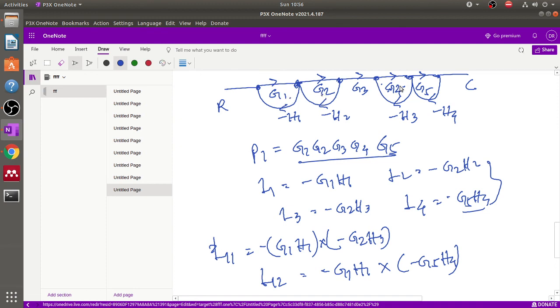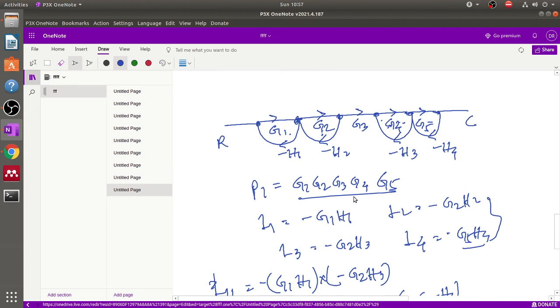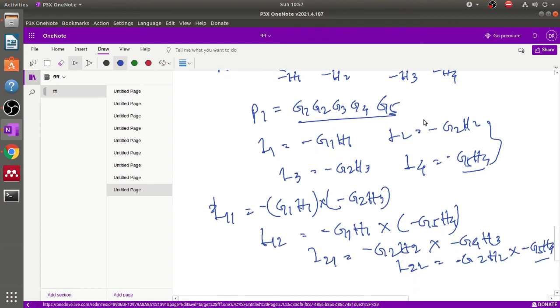Now for these and this, and these and this. Again L21 equals minus G2 into H2 into minus G4 into H3. And L22 equals minus G2 into H2 into minus G5 into H4. That means for this loop these and these are not touching. So there are basically 4 values.